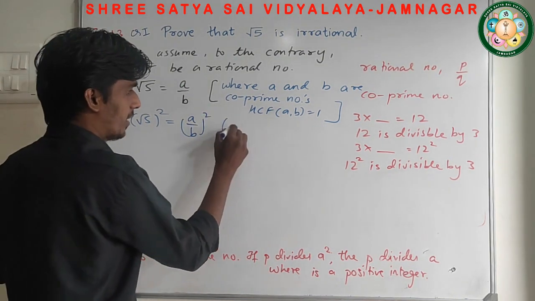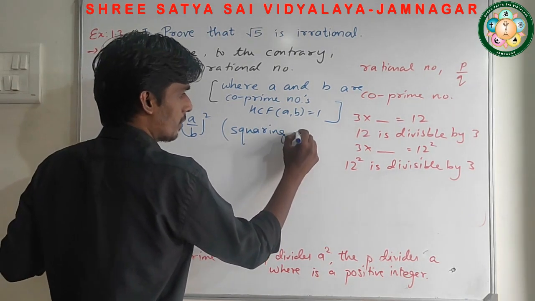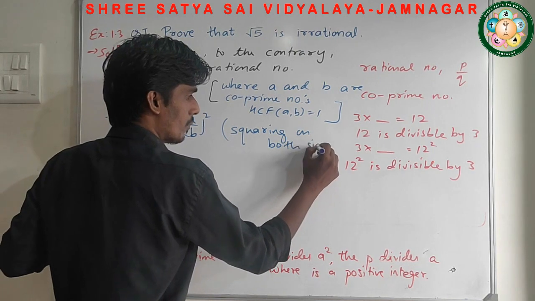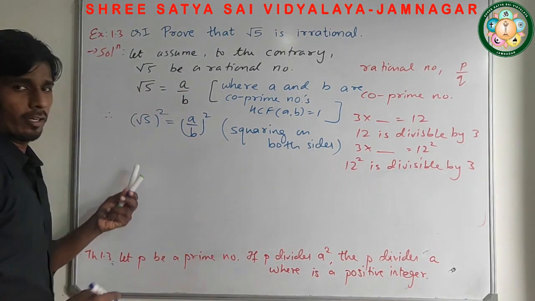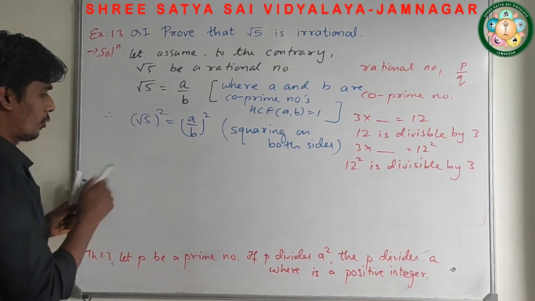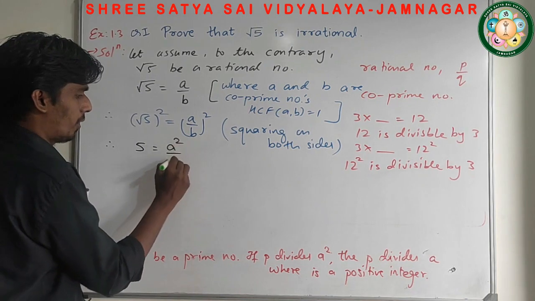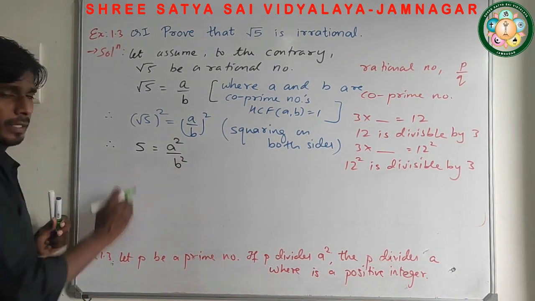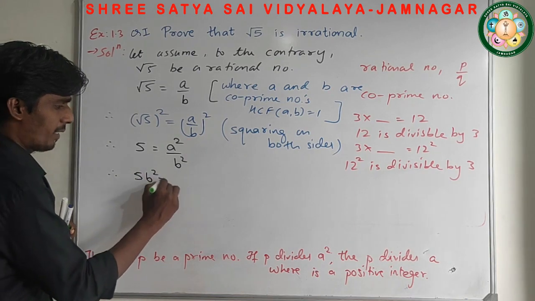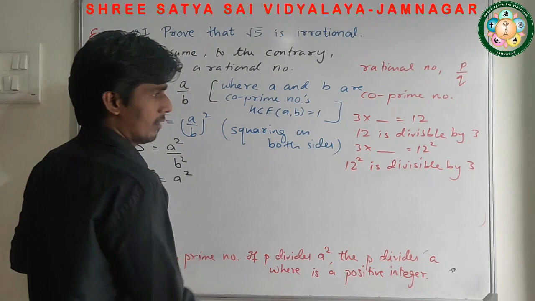So we have to write the reason here. Squaring on both sides. So I'll get what? What is the square of root 5? Root 5 into root 5? It's 5. It's a square upon b square. B will move here. So it becomes 5b square equals to a square. So I got a statement like this.